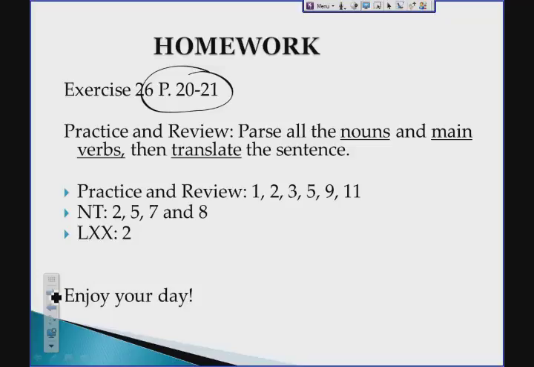So please, do those sentences. Where is 11? There's no 11. Sorry, take it out. I'm sorry then. There's no 11. Okay.